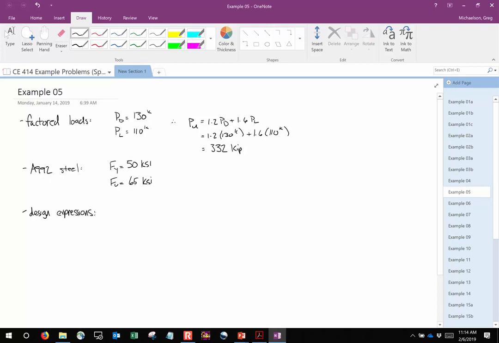Design expressions. Now what I'm going to do is off here to the side, I'm going to compute a couple values. The first one is 0.9 Fy. Sorry, I wrote that incorrectly. I wanted that in parentheses. So that's 0.9 Fy. So that's 0.9 times 50 ksi. And that equals what? 45.